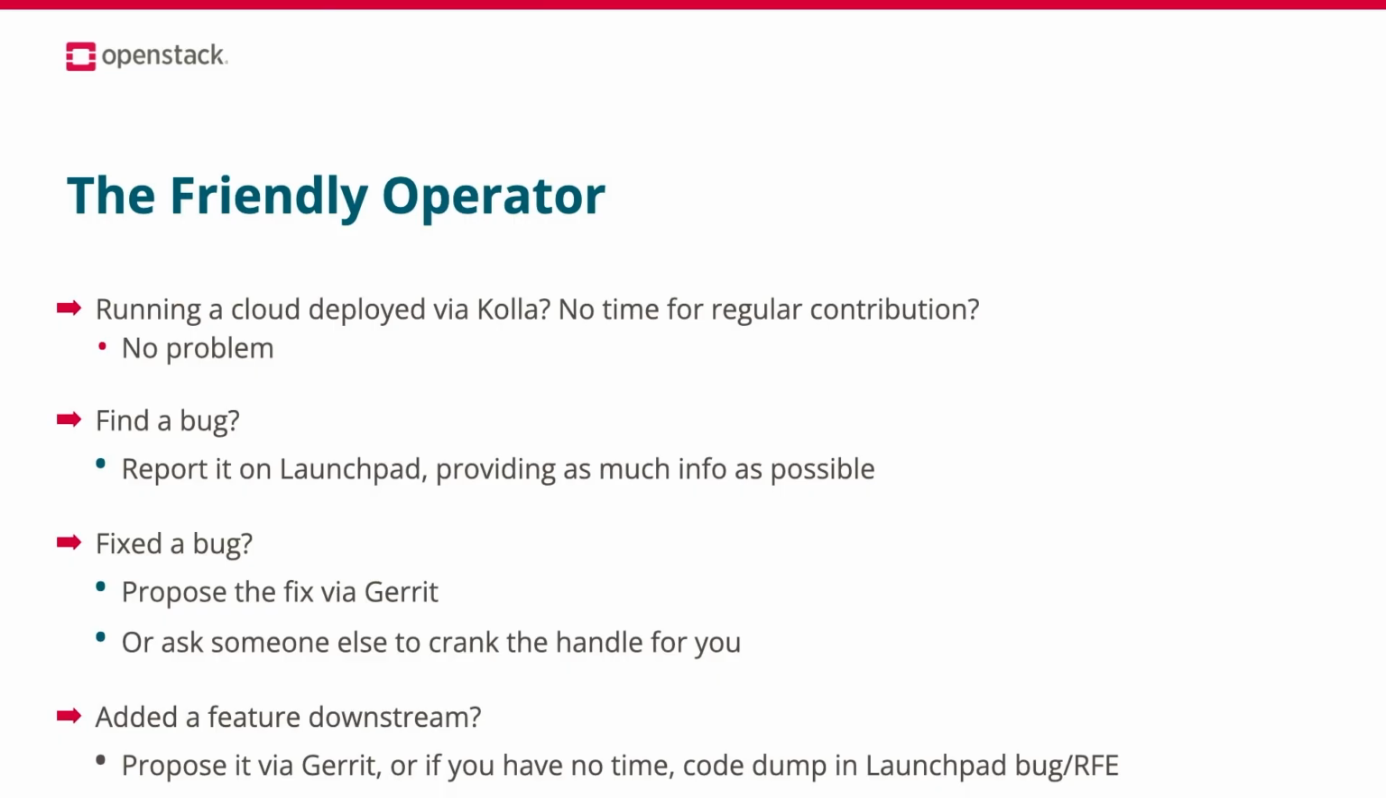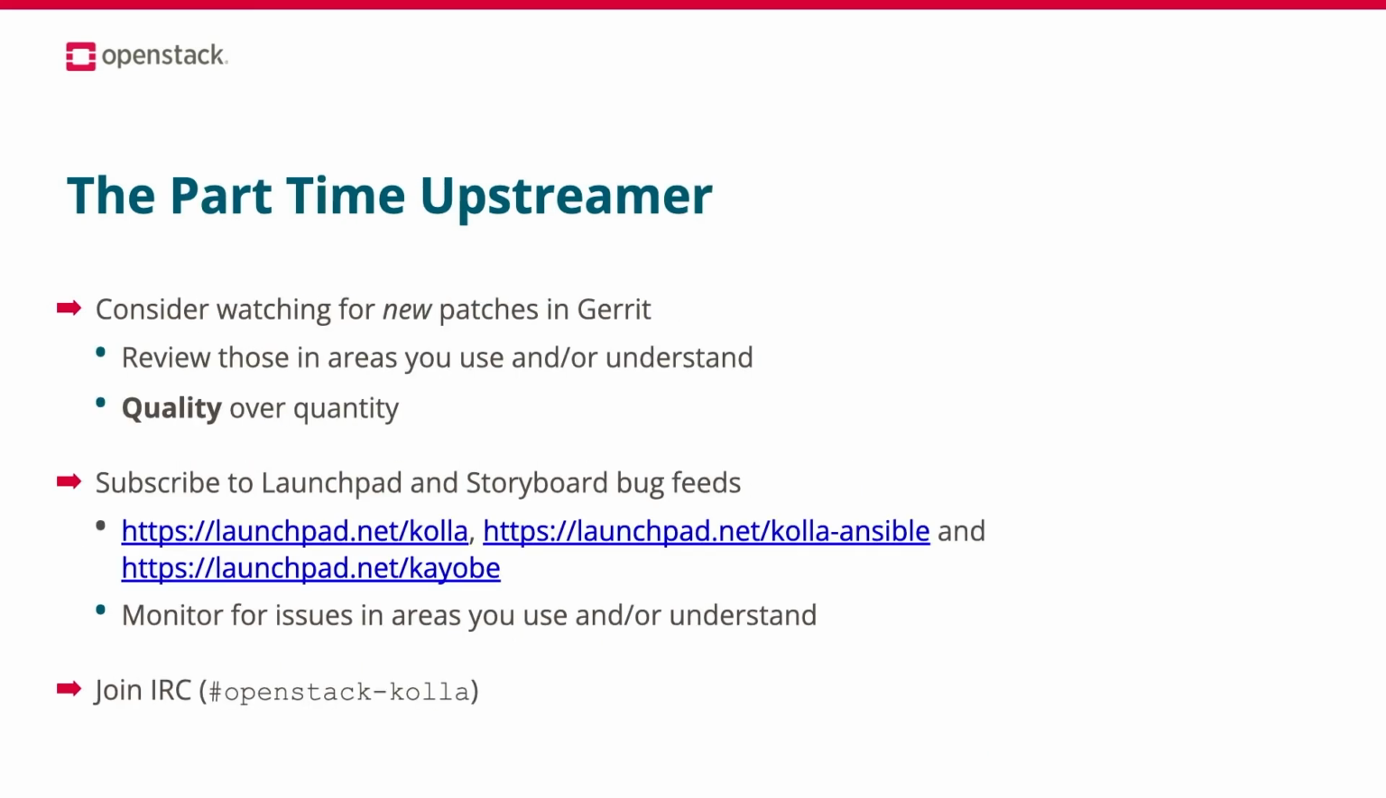Yeah, if you added a feature downstream as well, propose it using Gerrit. If you have no time, create a Launchpad bug, just tag it as an RFE, and dump the code in it. Because Kolla is actively used by, I would say, many production deployments, but a lot of people, if they encounter anything, are just fixing it downstream or adding features downstream, and yeah, we can always use the help.